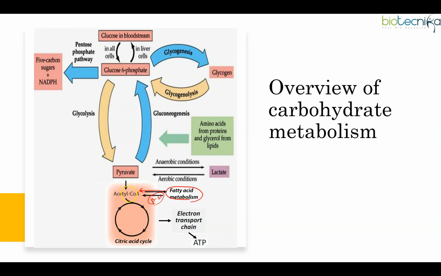This acetyl-CoA is a central point of fatty acid metabolism, carbohydrate metabolism, and even protein metabolism. Now this pyruvate can have several fates. One is if you have aerobic conditions, then it will give rise to the citric acid cycle and electron transport chain. But if it is in anaerobic condition, then the pyruvate enters the lactate pathway. It converts into lactate, which can come back into pyruvate when aerobic conditions again prevail.